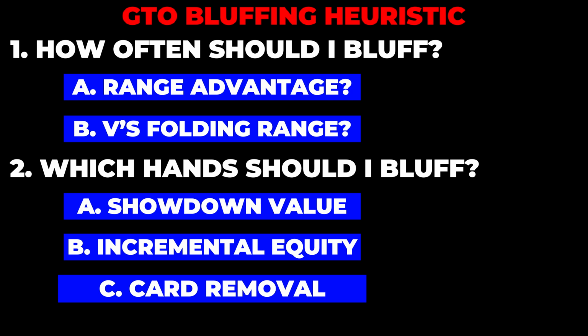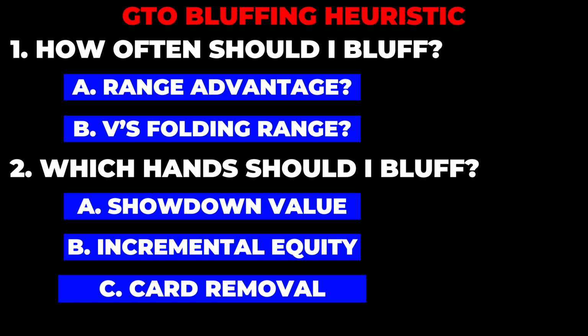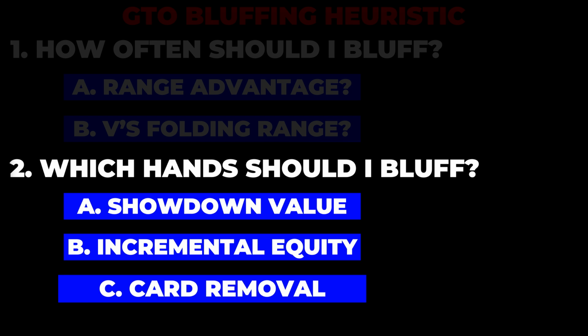So to frame our bluffing analysis as an overarching heuristic, in every single situation where you're considering whether or not to bluff, you should first think about which player is more likely to be holding the strongest hand and the likelihood of villain holding a weak hand to determine your overall level of aggressiveness. And then, unless you're bluffing 100% of the time or 0% of the time, you should prioritize choosing to bluff hands that have lower showdown value and that have some form of incremental equity and/or that have a higher probability of causing villain to fold due to card removal.